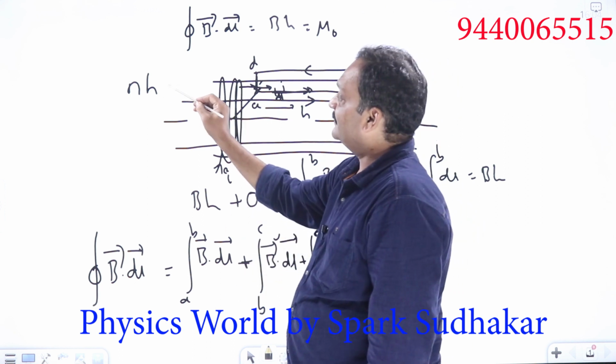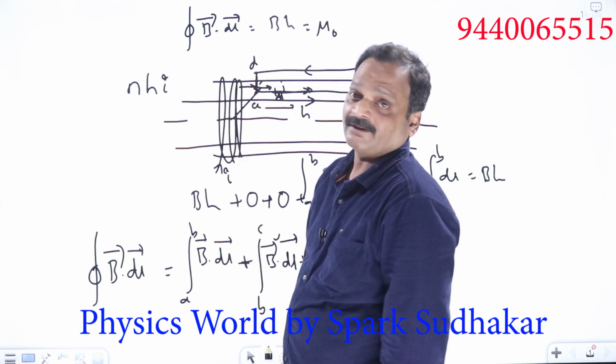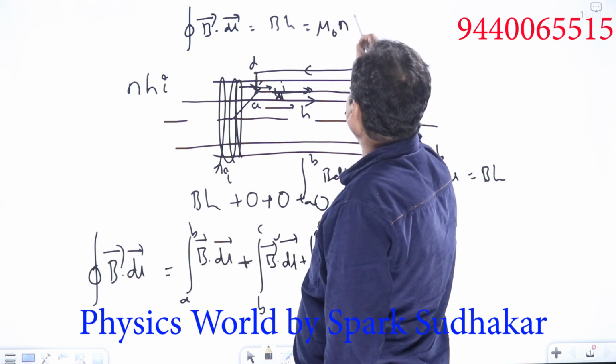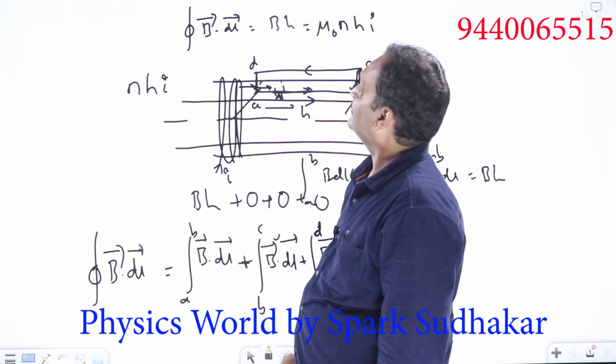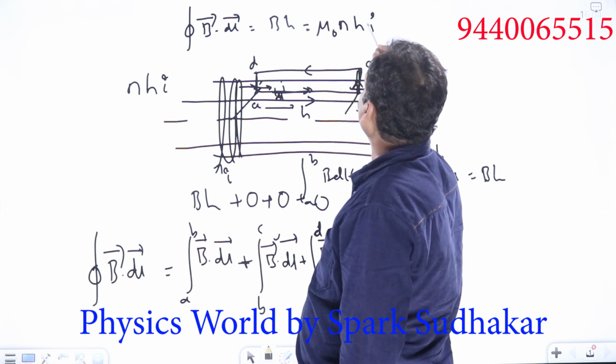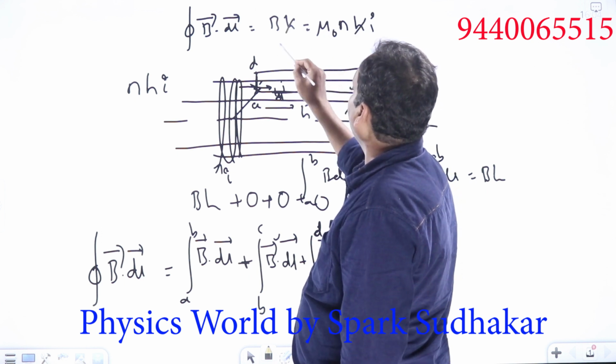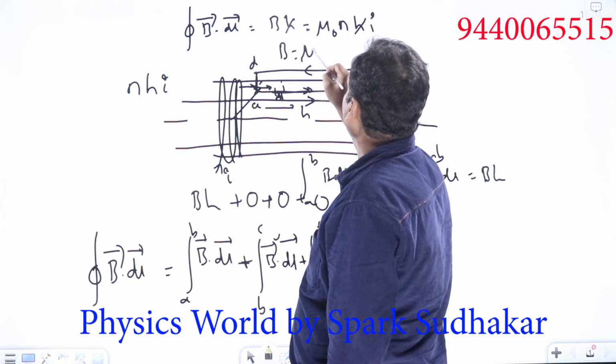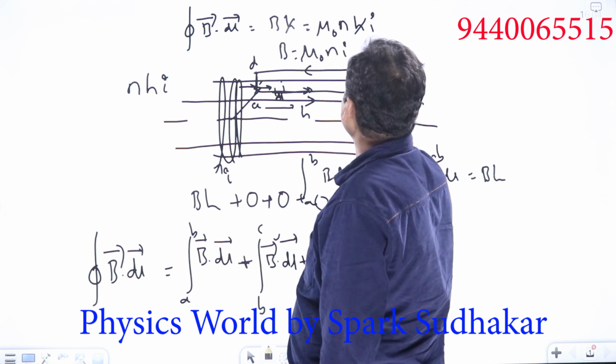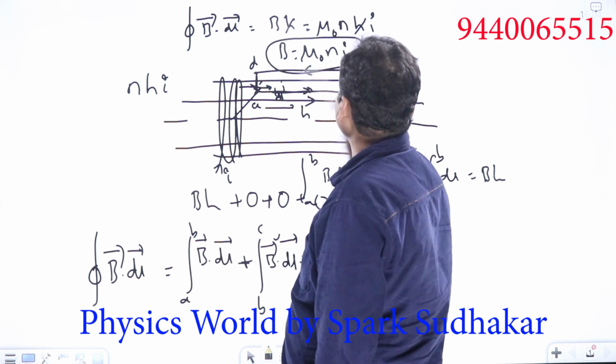In each turn, current I is flowing. So net current I is NHI, we can write. So B into H is equal to mu naught NHI. So what is B inside the solenoid? B inside the solenoid is mu naught NI, we write.